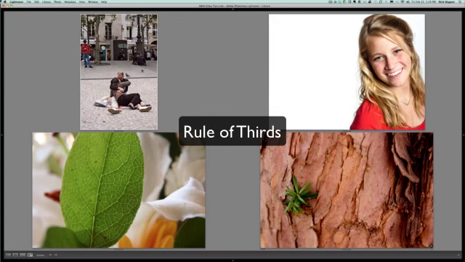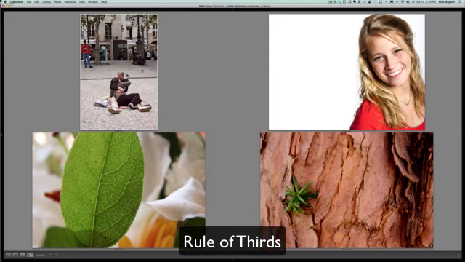The first is rule of thirds. Try not to put the principal point of interest in the center of the photo. Try and bring it over to a thirds line or an intersection of two thirds lines. It's a much more pleasing composition.